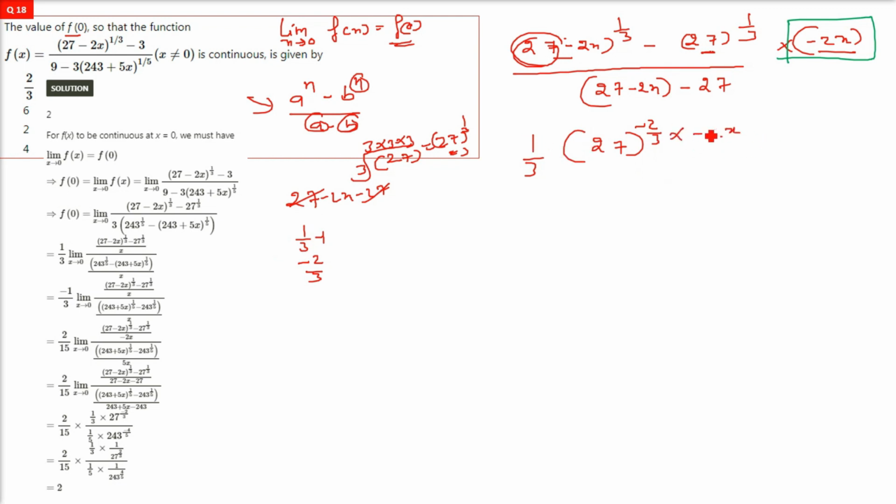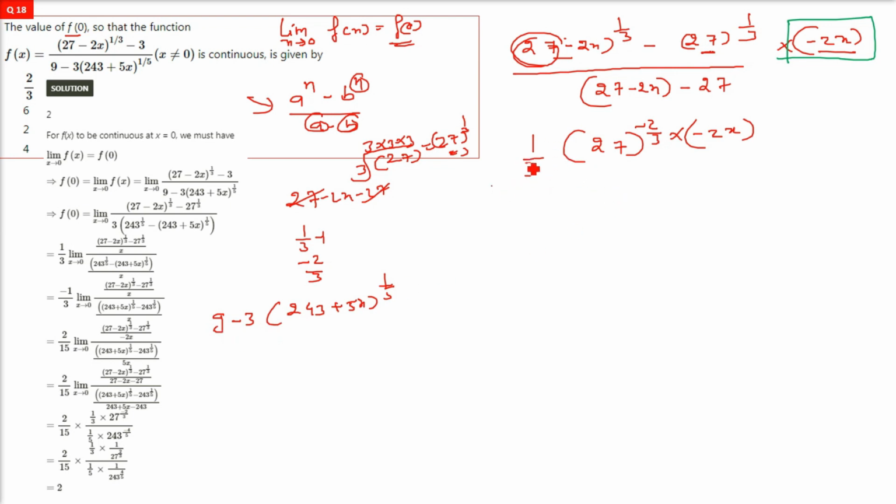Minus 2x was already there. So the numerator we have finished. Now coming to the denominator, same thing we are going to do. 9 minus 3 and 243 plus 5x raised to the power 1 by 5. Now this 3 is creating some kind of bottleneck, so you can just take this 3 out. When you take 3 out, you have to take 3 common, so that we can get a proper form which we want, as we just did in the previous numerator.